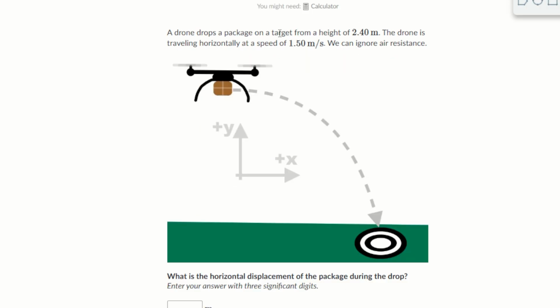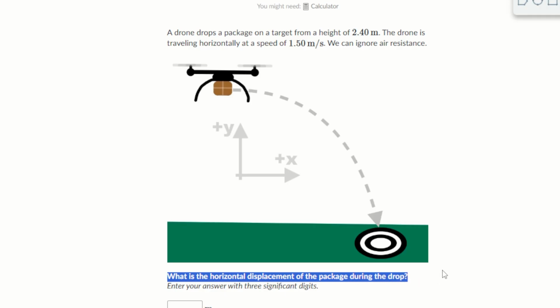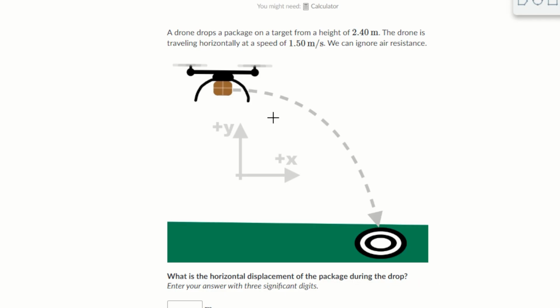A drone drops a package on a target from a height of 2.4 meters. The drone is traveling horizontally at a speed of 1.5 meters per second. We can ignore air resistance. What is the horizontal displacement of the package during the drop? So here we have our y-axis, and then we have our x-axis. And here they were nice enough to draw already for us our positive y and positive x.